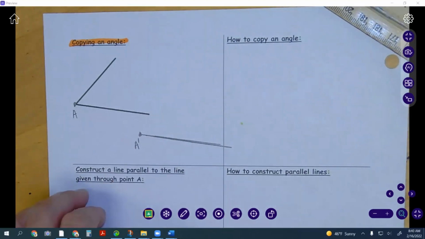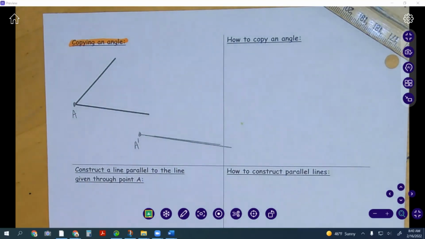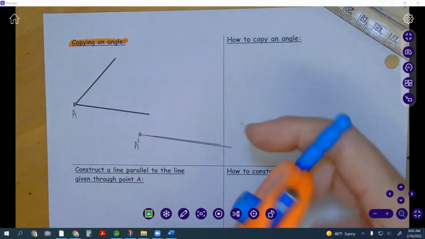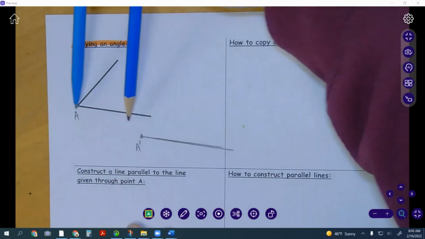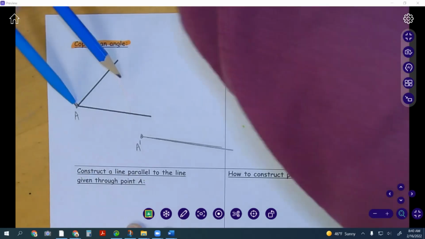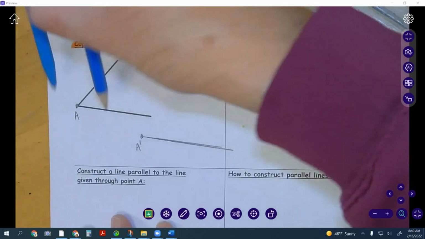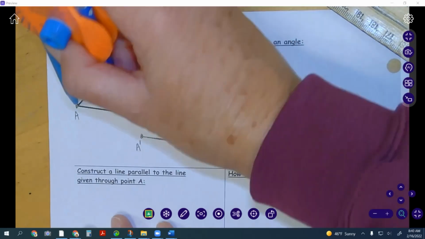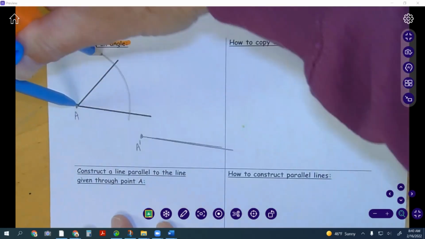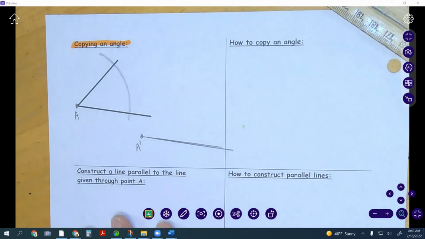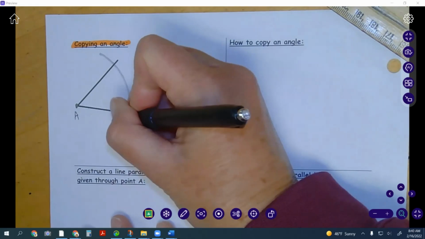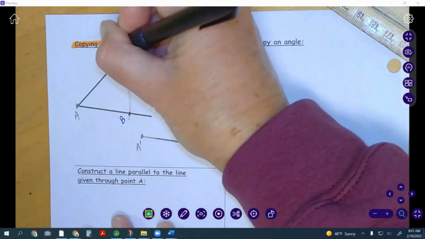Now, to copy an angle, it's a little similar to what we were doing for a bisector of an angle, but not exactly the same. You're going to choose a radius. Again, you want to make sure that it's going to intersect both sides. So you're going to choose a radius at A. I'm going to draw a circle centered at A, making sure it crosses both sides. And I'm going to label this, let's say B, and let's say I label this C.